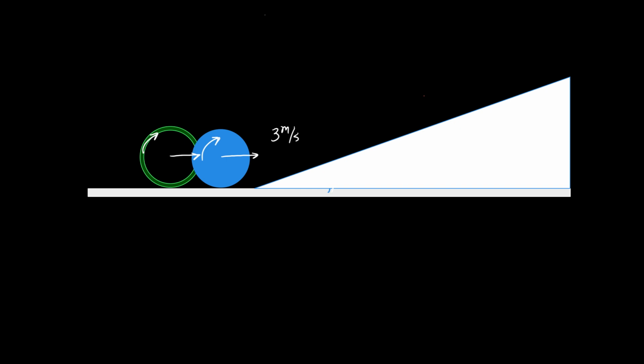Now, I did see some things out there that I think are wrong. So let me highlight them. The amount of energy that both of them have before they start is still different because they both still have rotational kinetic energy. So they have different energies.